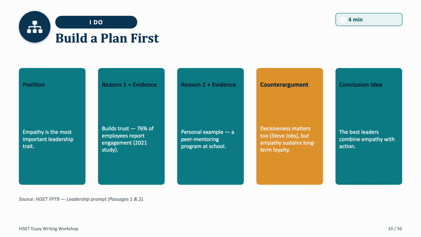Next, I need my counter-argument. I recognize that decisiveness is important too. Finally, I need a conclusion idea. I might say, the best leaders combine empathy with action. Notice that my organizer gives me a roadmap for the essay now. I don't have to invent everything while I'm writing. I've already made the important decisions.